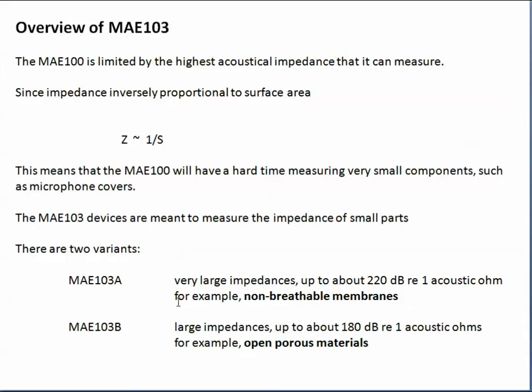The MAE103 has two variants. The A is for measuring very large impedances, up to about 220 dB acoustic ohms. An example of this would be a non-breathable membrane. The B variant is also for measuring large impedances, not quite as large though, maybe up to about 180 dB acoustic ohms. An example of a material might be an open porous cover or something that allows air to flow through it. And the limits to the impedance that they can measure are actually frequency dependent, which is displayed in Aries.